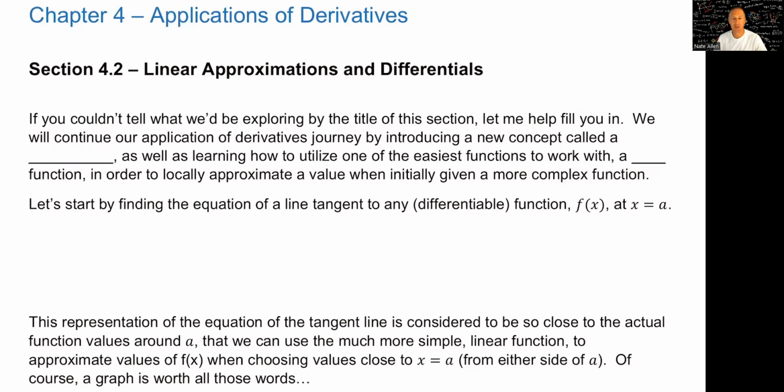These things are intricate parts of the derivative if we were to break it down and take a look at it from a closer viewpoint. If you couldn't tell what we're going to be going over, it is these two things.